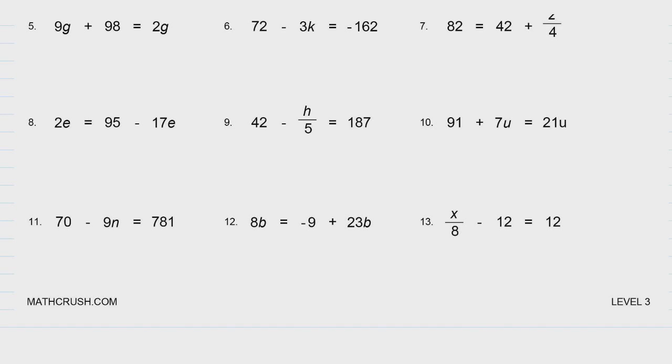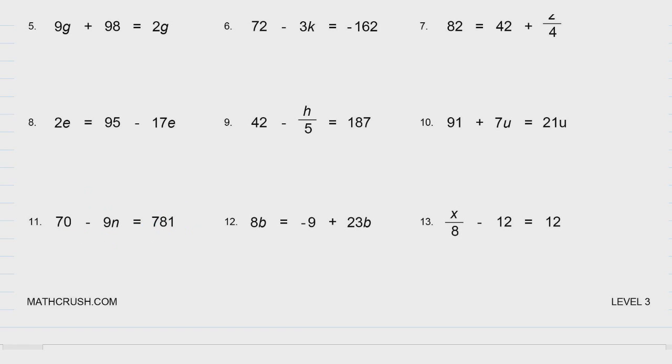Welcome back. You were supposed to do 11, 12, and 13. Problem 11. You have 70 minus 9n. So no one is happy because you have numbers and a variable. And here you have 781. He's happy, he's by himself. So you're not going to touch this guy.